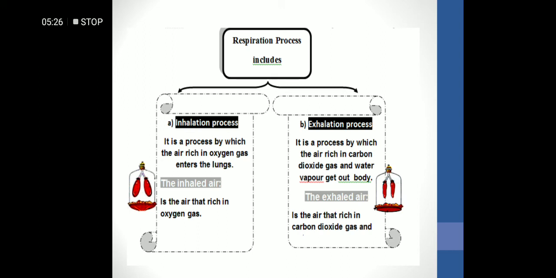Here we have a comparison between inhalation process and exhalation process. Respiration process includes two processes, inhalation and exhalation. Number A, inhalation process. It is a process by which the air rich in oxygen gas enters the lungs. Exhalation process. It is the process by which the air rich in carbon dioxide gas and water vapor gets out of the body. The inhaled air, the air that we take in to our two lungs, is the air that is rich in oxygen gas. The exhaled air is the air that is rich in carbon dioxide gas and water vapor.